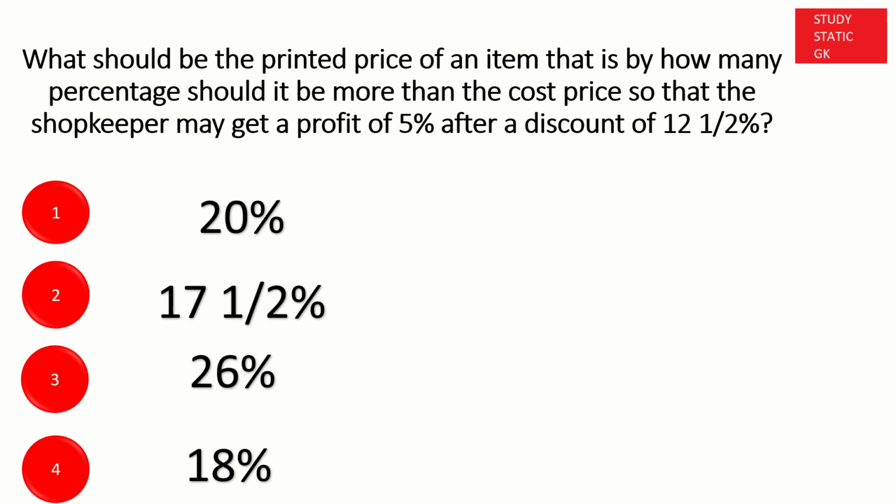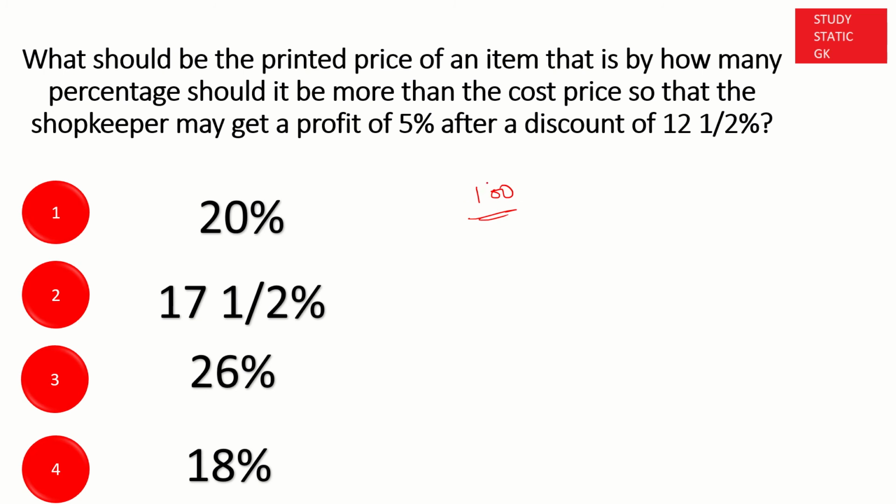Right, next. What should be the printed price of an item? That is, by how many percentage should it be more than the cost price, so that the shopkeeper may get a profit of 5% after a discount of 12 1 by 2. Okay, so let us assume 100 rupees is the cost price, right?